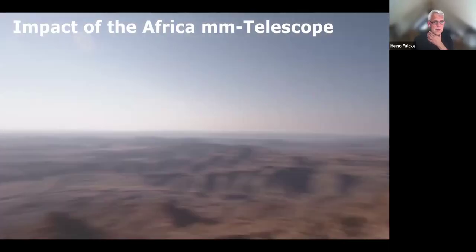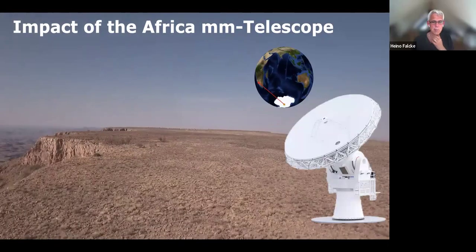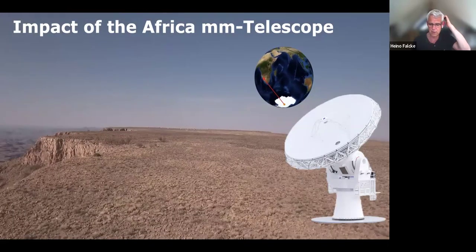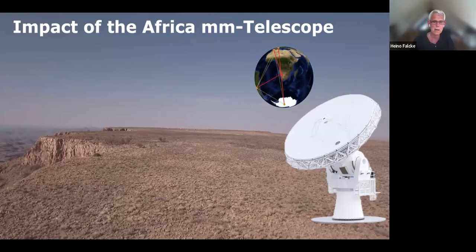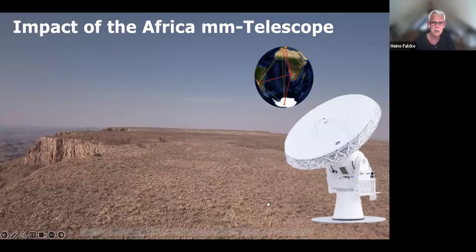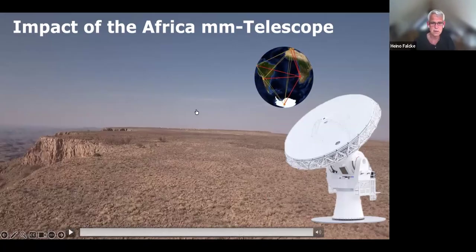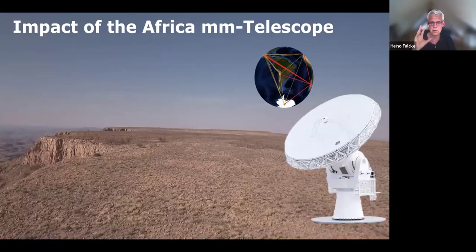Of course, eventually we want to go to the Gamsberg, which is a table mountain in Namibia, which is even higher. What you see here on the top right, the additional baselines in red, are the additional connections that the single Namibia telescope would add. We see there are many triangles, many additional baselines that it will give us.